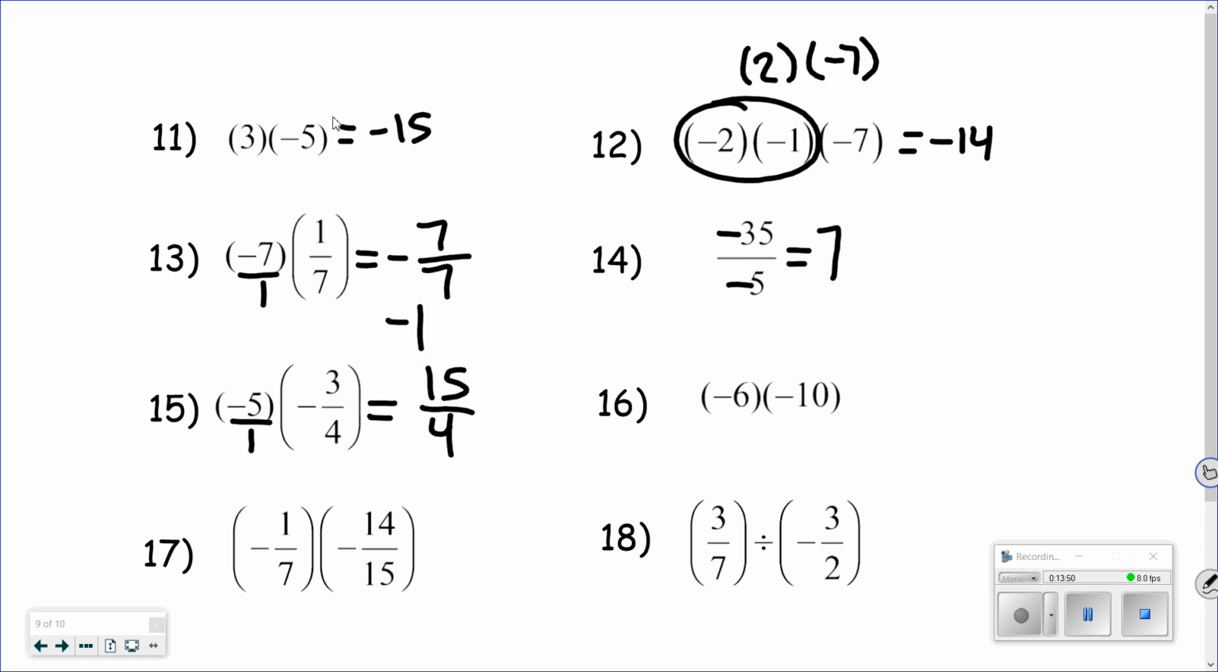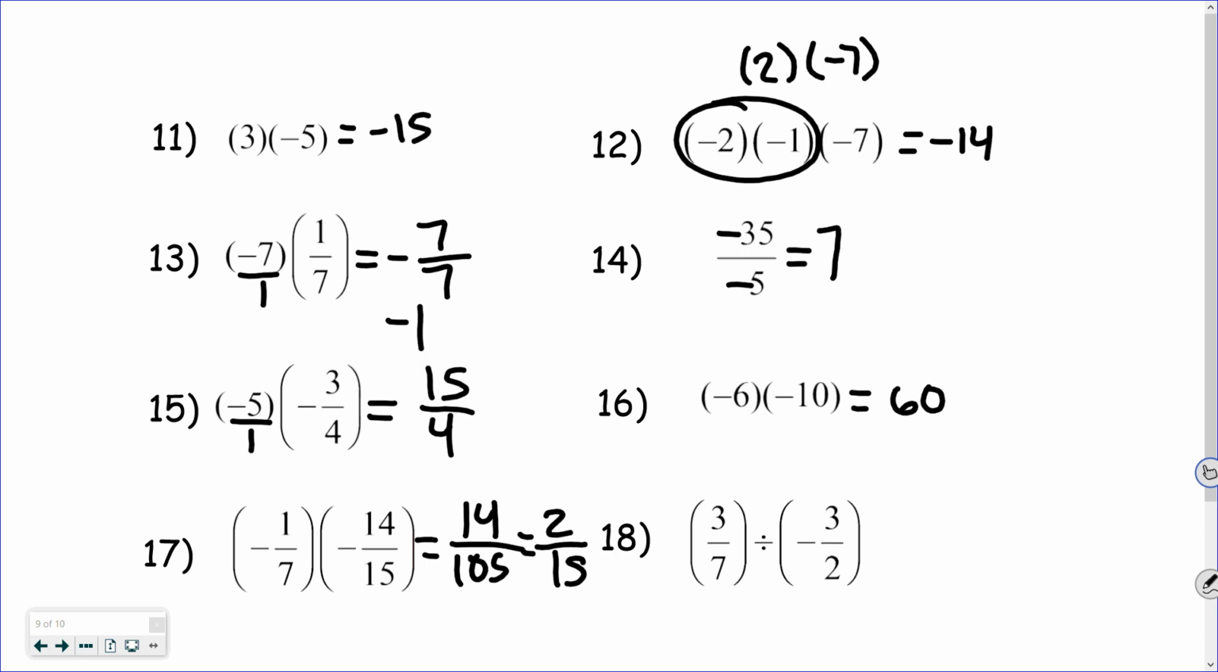16, I've got 2 negatives again. They got the same sign. The answer is positive. 17, they've got the same sign, so the answer is going to be positive. 1 times 14, 7 times 15. I think that's 85. No, I was wrong there. That's 105. And 7 goes into both of those. You actually end up with 2/15 if you take a factor of 7 out of both 14 and 105.